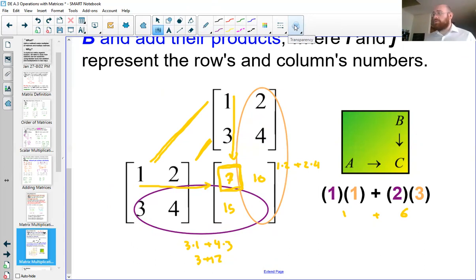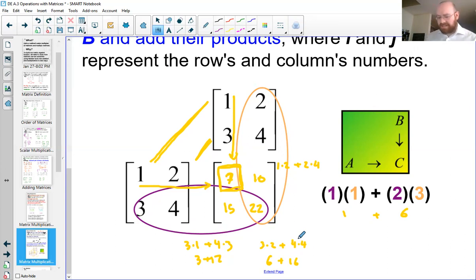So now we would have 3 times 2 plus 4 times 4. So we're always working from the outside to the inside on both matrices. And so this is 6 plus 16, which I believe is 22. And so this would help us determine that final matrix.